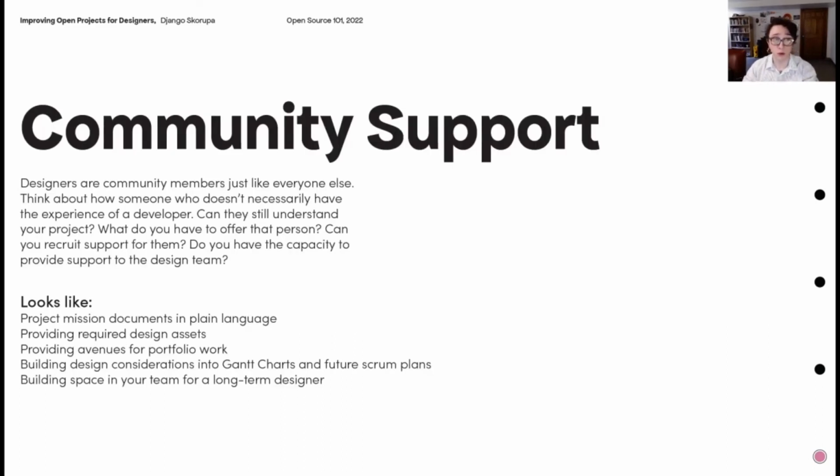And what about community support? Because designers are community members. So think about someone who doesn't necessarily have the experience of a developer. Can they understand your project? What support can they offer? And what support can you offer them? Can you recruit support for them if they don't fully understand this process? Can you have someone on your team who's dedicated to supporting design contributions? Can you have a design team?